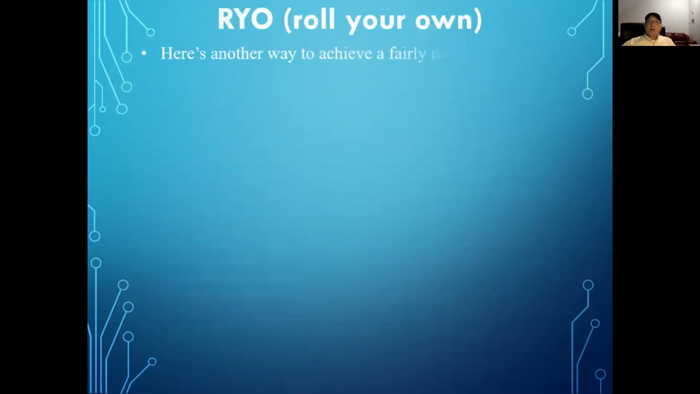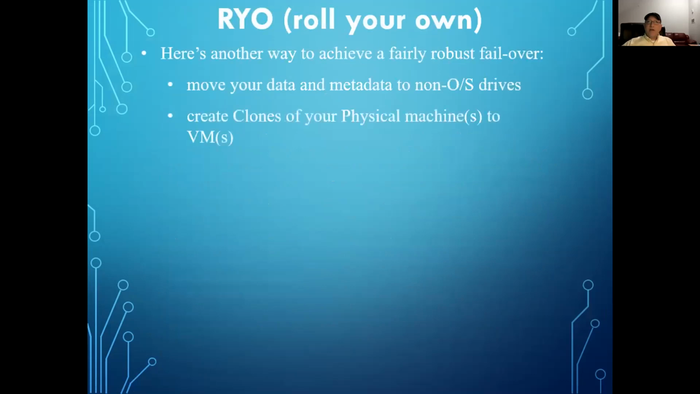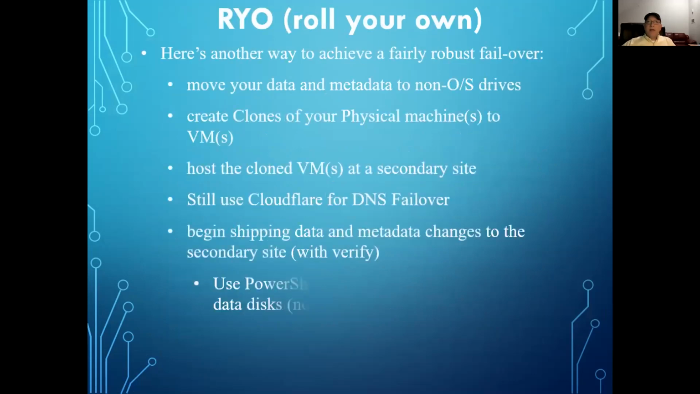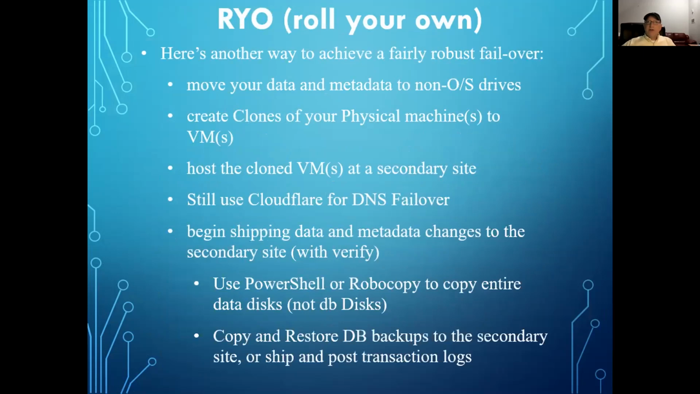I'll just put this up on the screen so we can see it in the video. Here's how you can roll your own. It's kind of old school. Put your metadata and your data on non-OS drives, clone your C drives, just clone the whole machine, and host it at a secondary site like we've been talking about. Still use CloudFlare for the DNS failover, but then use old school robocopy to ship your metadata changes over to that secondary site. So you don't have to pay for Zerto.